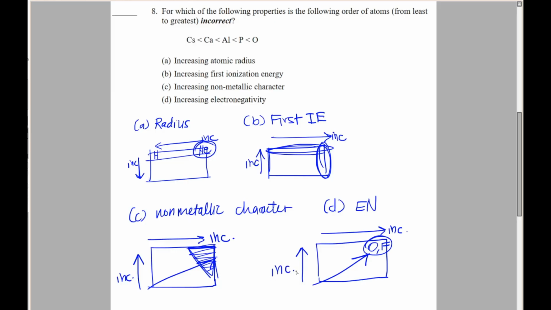So now looking at all of these periodic trend tables we've drawn, it's pretty obvious what the answer is. It's just which one is not like the others. All of these increase diagonally from the bottom left corner to the top right corner, except for the atomic radius. So that gives us a good hint that the following order of atoms is incorrect for atomic radius. So the answer should be A.